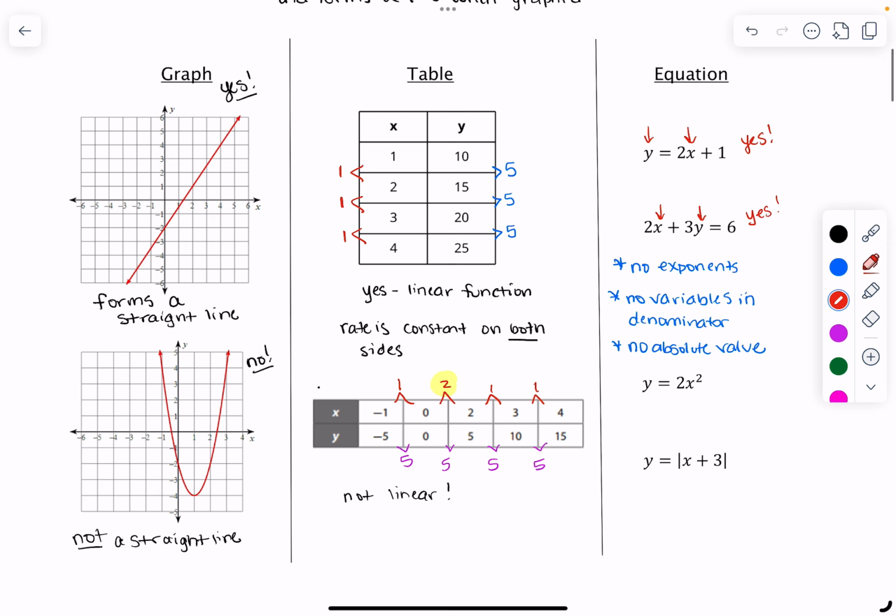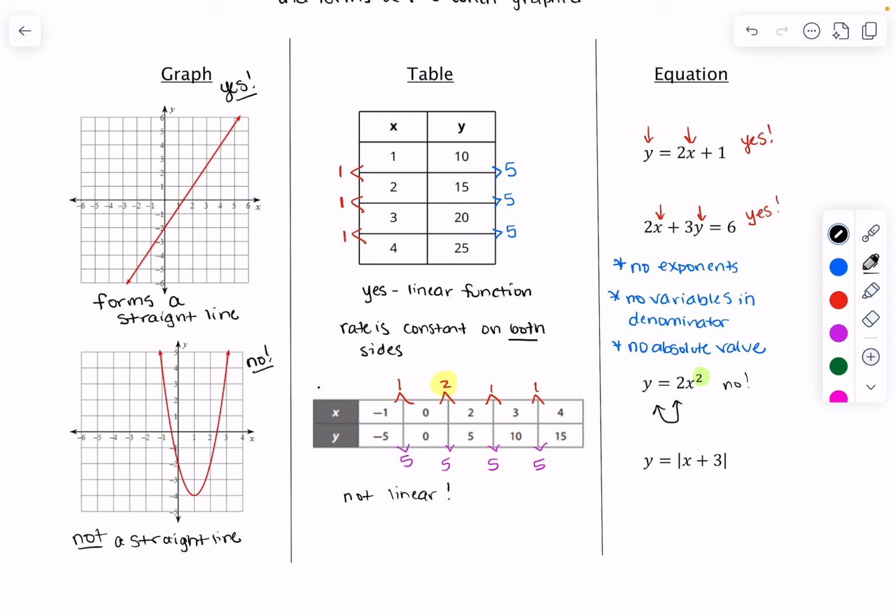In the last 2 examples here, I've got this y equals 2x squared. Red flag is that 2 as an exponent. That means that this is not going to be a line. In fact, this graph sort of makes a curve like this. If you were to graph that in our calculator, it would look like this, or graph it by hand.